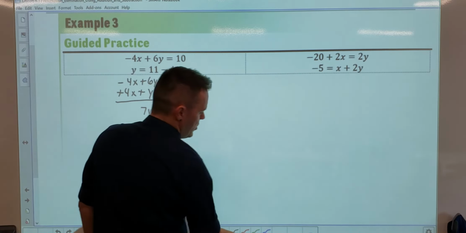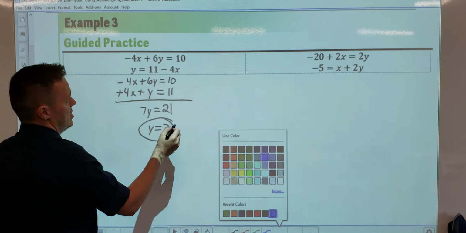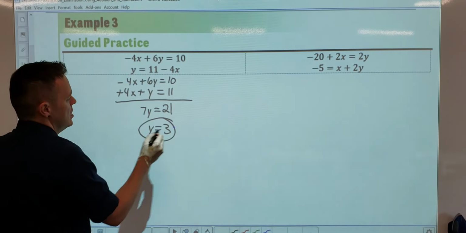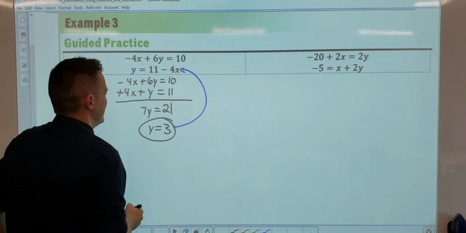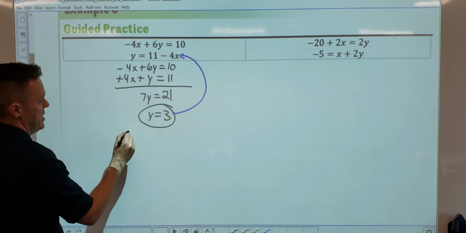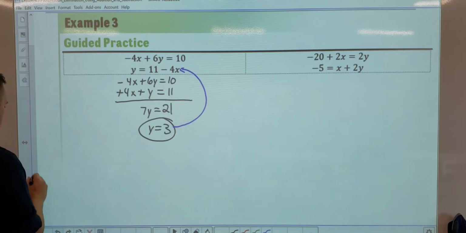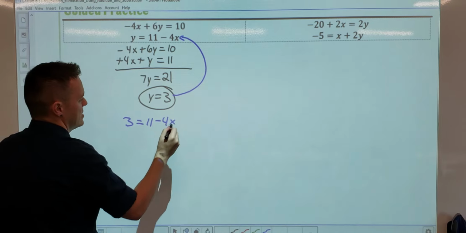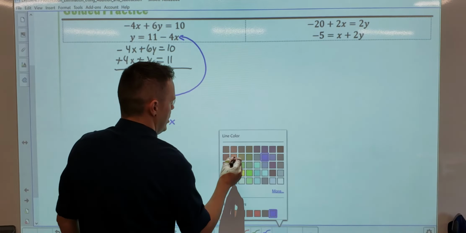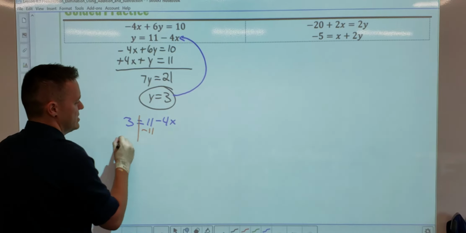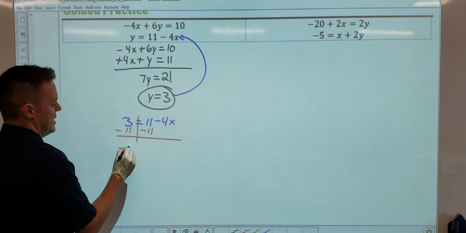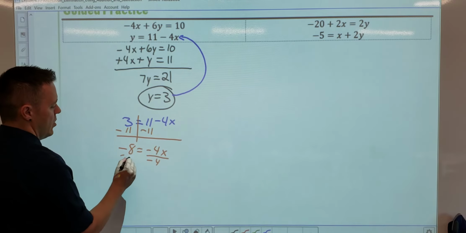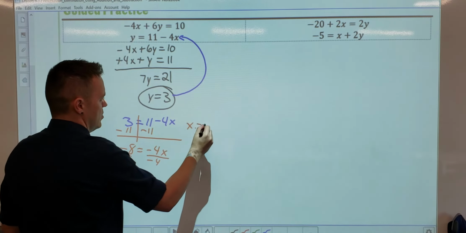All right, now when you do your setup, you plug it back into the equation. Which one should I do? We'll do this one. What the heck, right? Since it's singular, so I know it's going to be 3 equals 11 minus 4x. Then you would subtract 11 from both sides. End up with negative 8 equals negative 4x. You divide by negative 4, you get x equals 2.